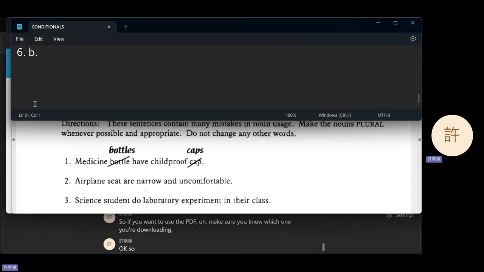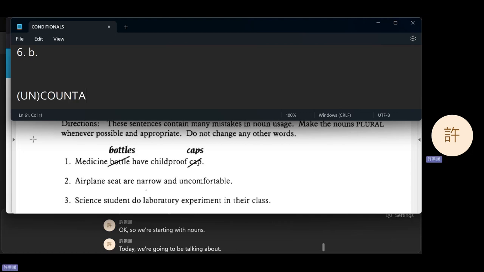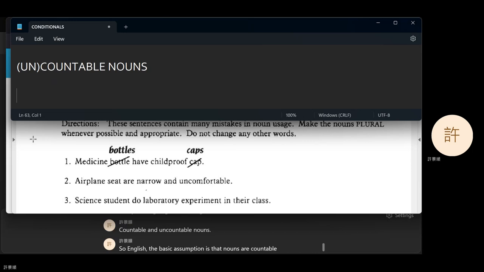Okay, so we're starting with nouns. Today we're going to be talking about countable and uncountable nouns. So in English, the basic assumption is that nouns are countable. The exception is that some nouns are not countable. Two kinds of nouns are not countable. Number one is a kind of substance: air, water, iron, plastic. These cannot be counted.